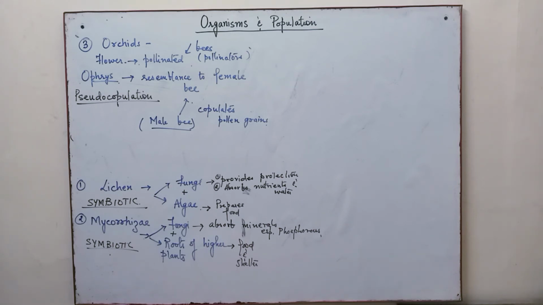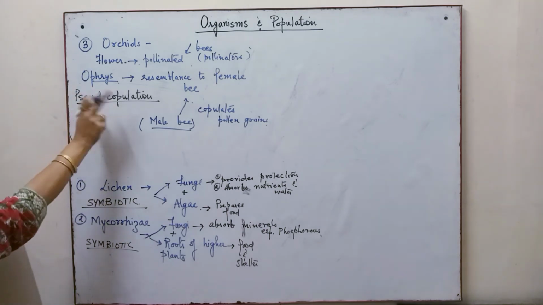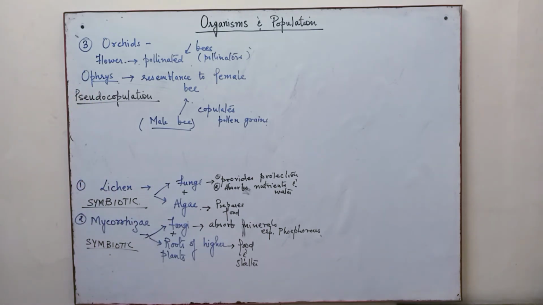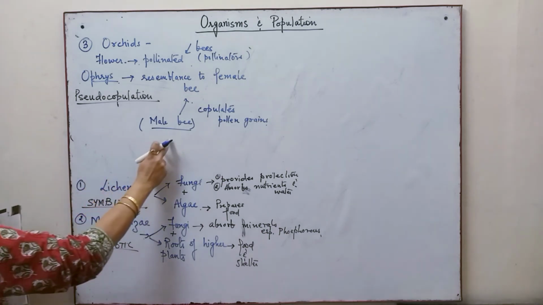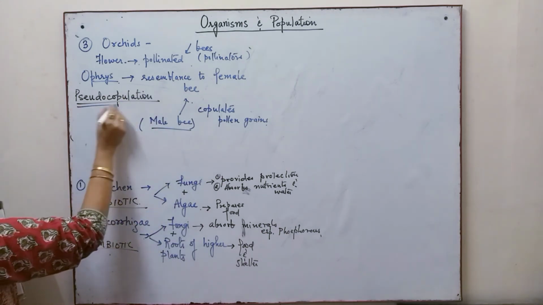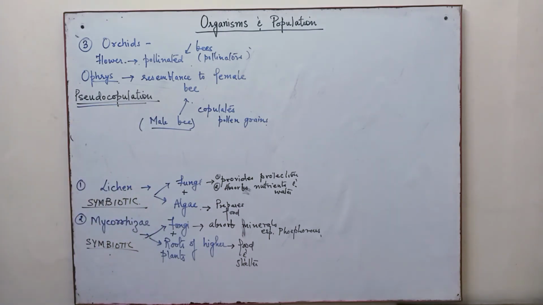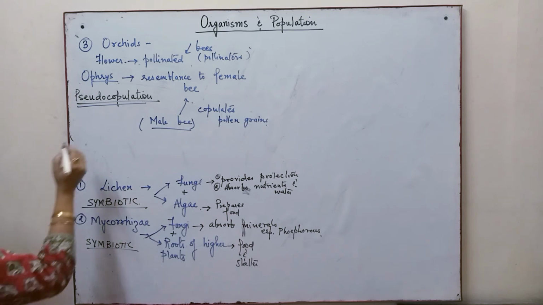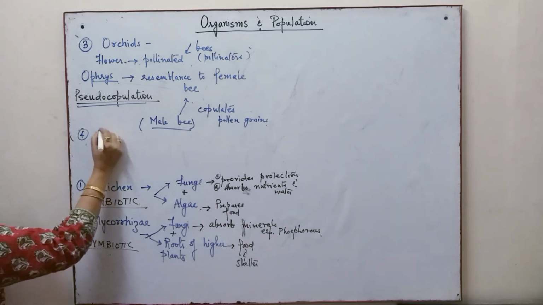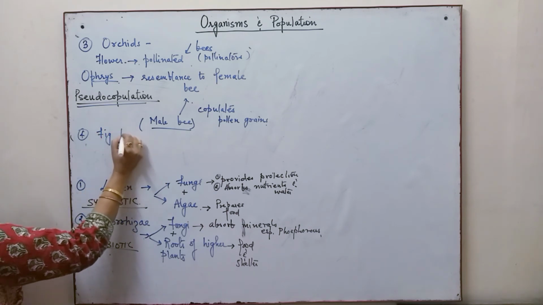And over here, if there is any change in the resemblance of the female bee, then the male bee will not be able to copulate over there, and as a result the pollen grains will not be transferred. Since this is not true copulation, we have called it pseudo copulation. Another example is that of fig trees. So we'll talk about another example, that is fig trees.